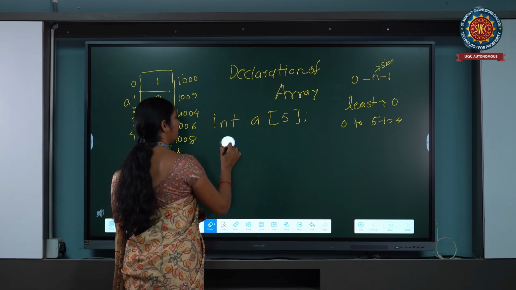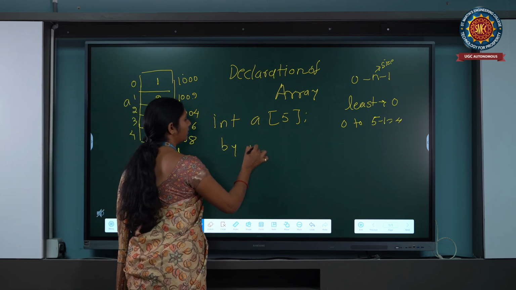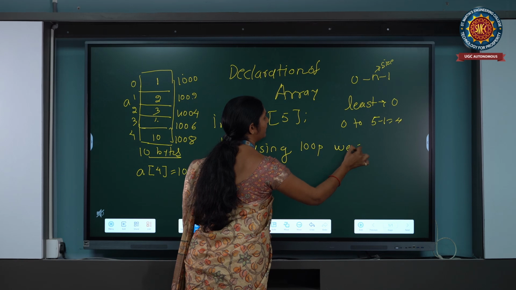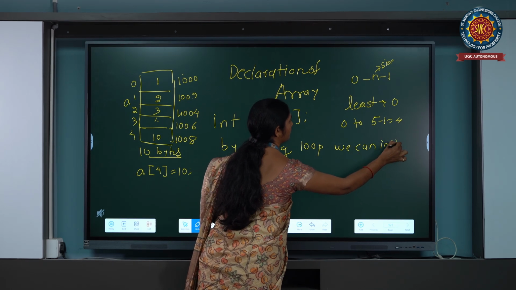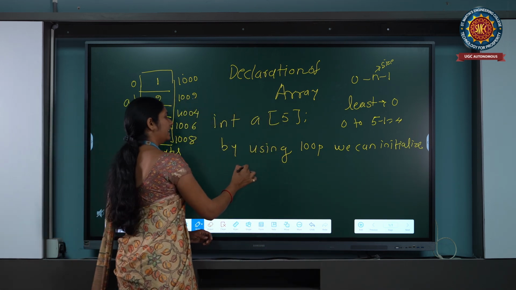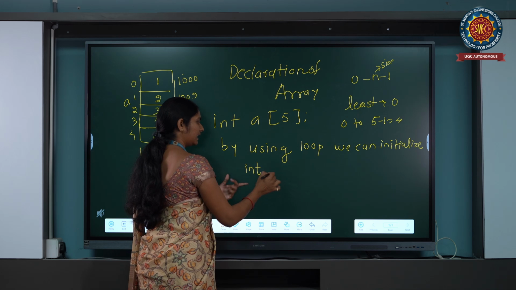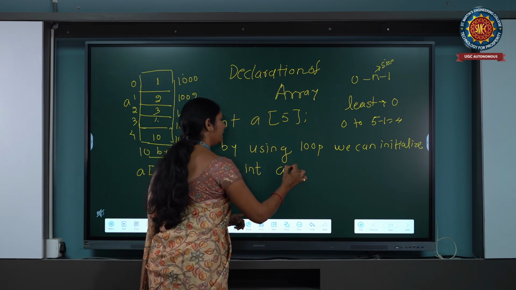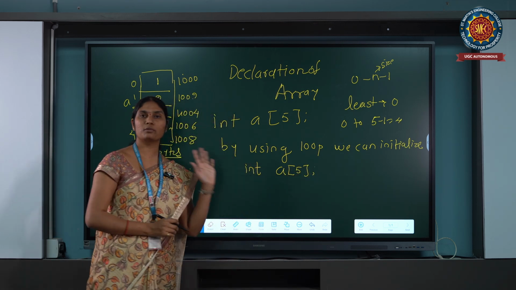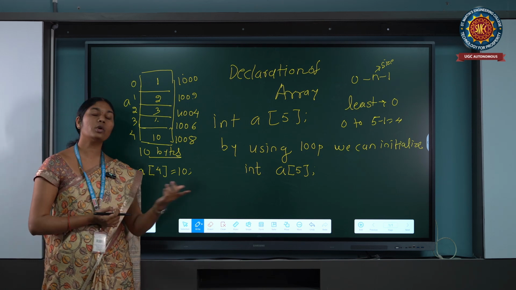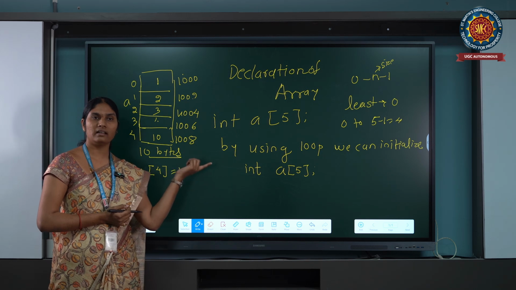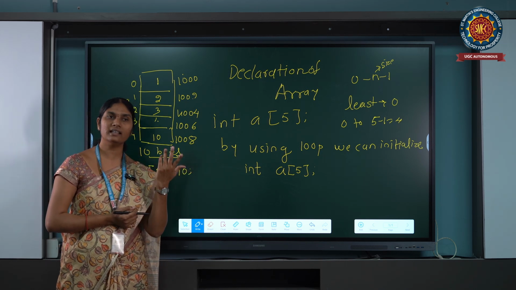By using a loop, we can initialize the values. Suppose in an array I am just declaring the variable as an integer data type, the name of the array is A and the size is 5. I am not initializing any value, but I mention the size is 5. Suppose I want to read the 5 elements of the array. With the help of a loop, we can initialize the values, or we can read the array elements.